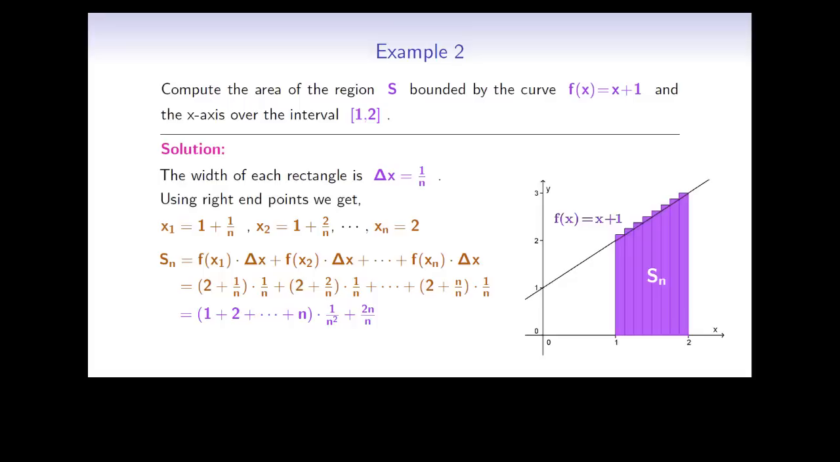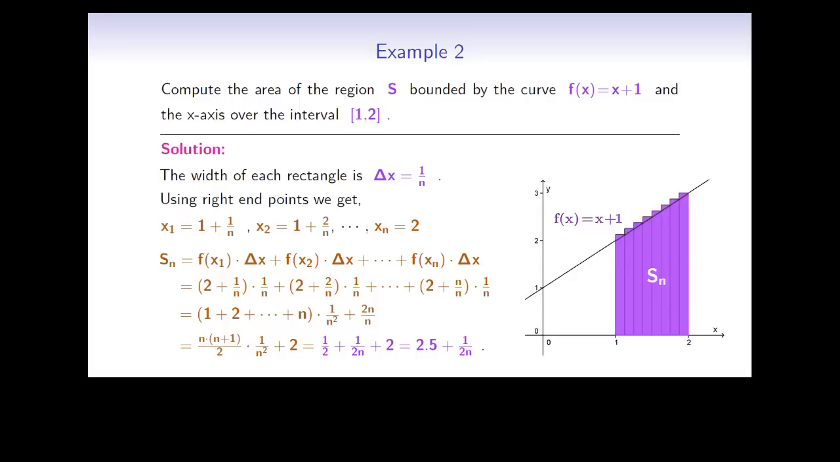In the next step, we are going to use an algebraic formula for the sum of the first n positive integers. Using that formula, 1 plus 2 plus 3 all the way up to n is equal to n times (n plus 1) over 2. And so Sn becomes n(n plus 1) over 2 times 1 over n squared, plus 2. We can simplify this expression and we end up with 2.5 plus 1 over 2n. This expression approximates the area of the region S when we use n rectangles.